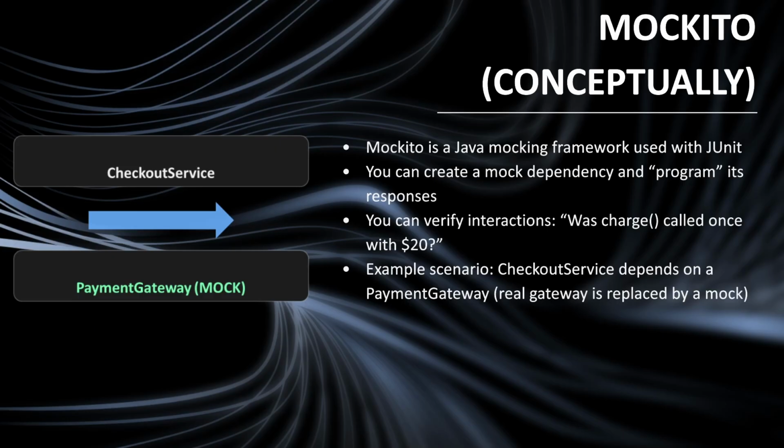The diagram shows the idea. Checkout service depends on payment gateway. In production, payment gateway might call a real external API. In unit testing, we replace payment gateway with a mock, so the real API is not called. Then, we test checkout service's behavior in a controlled way. A good real-world example is, what should happen if the gateway returns false, meaning the payment failed? Your unit test can simulate that return value and confirm the checkout service responds correctly, maybe by returning an error message or not creating an order.